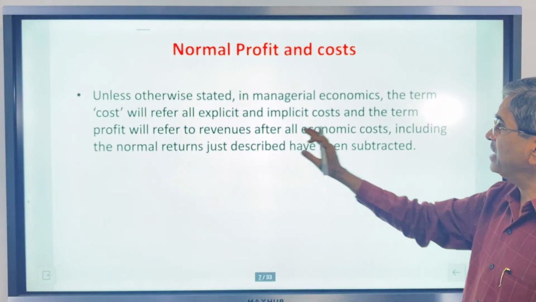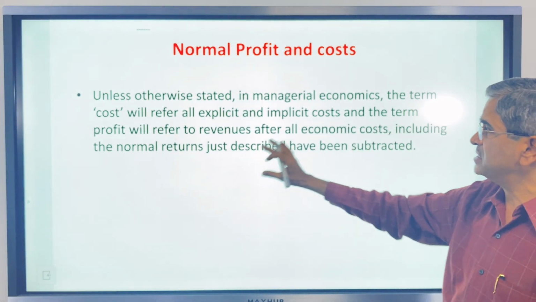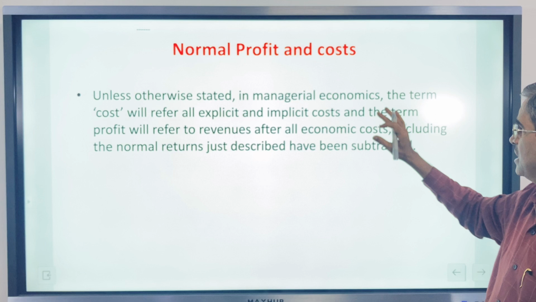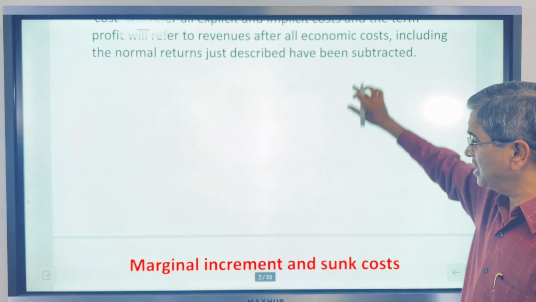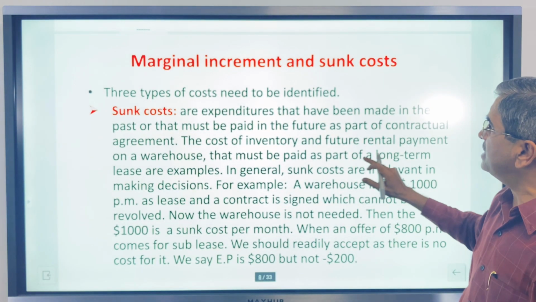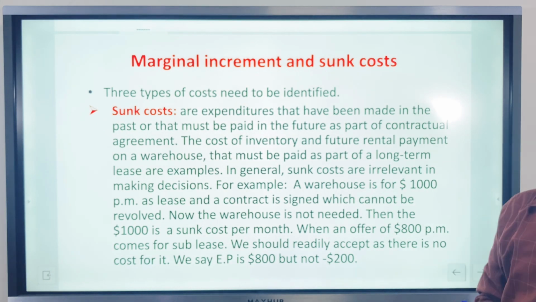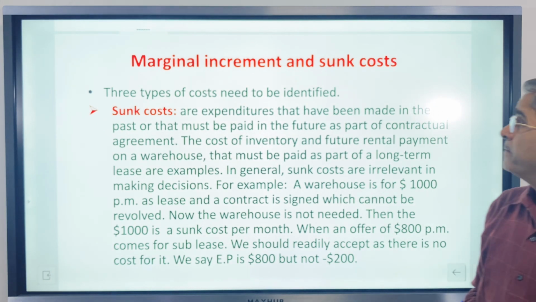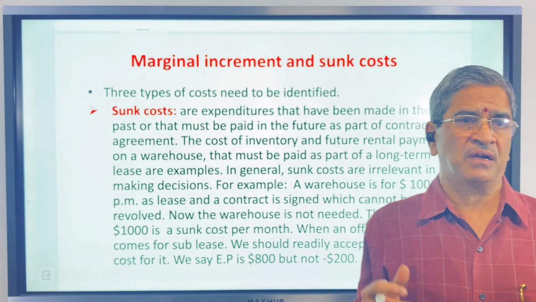So normal profit and cost, unless otherwise stated in managerial economics, cost includes explicit cost, implicit cost, and profits as such. So this is a basic concept you must understand. Now we come to the marginal and incremental costs, wherein you have some sunk costs. Three concepts are there. Sunk cost. What do you mean by sunk cost?